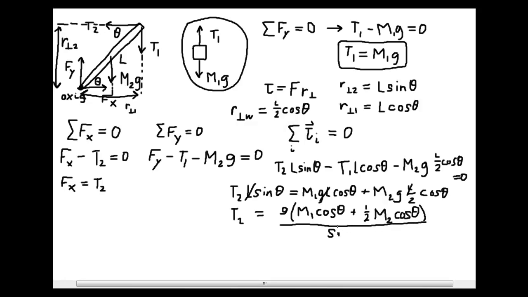And we know, if we factor out a cosine term, cosine over sine is 1 over the tangent, or it's the cotangent. So if I just want to make this a little more compact, I can make it G cotangent theta times the quantity M1 plus half M2. And what's nice about that, too, is I get rid of the term that was in the denominator, because we've used the fact that cosine over sine is just cotangent. So that gives us T2.